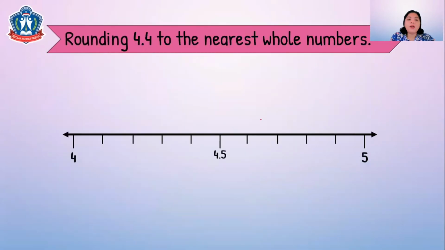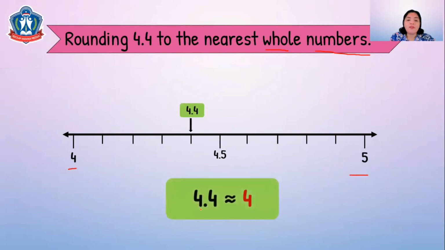Now, when we round a decimal number, it's almost the same. Let's round 4.4 to the nearest whole number. So we are going to round to the nearest whole number. Where is 4.4 in our number line? It's around here. 4.4 is nearer to what whole number, 4 or 5? Yes, it's near to 4. Therefore, 4.4 is approximately equal to 4. Or if we round to whole number, it's nearer to 4.